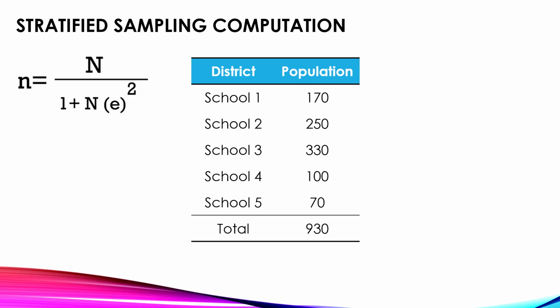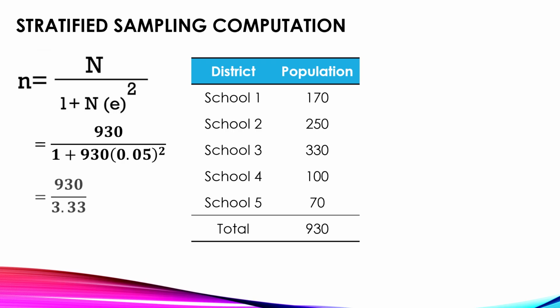We have n over 1 plus n e squared. So we put the n, since our total population size is 930. So we substitute it there, and for the e is 5% or 0.05. Now we compute the bottom first. We have 1 plus 930 times 0.05 squared. Approximately it's 3.33. And then we divide it.